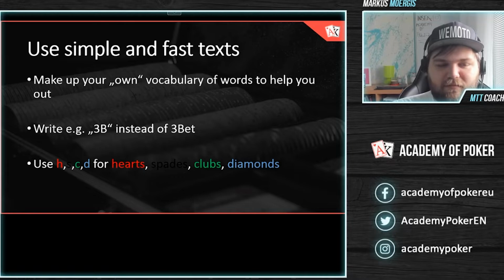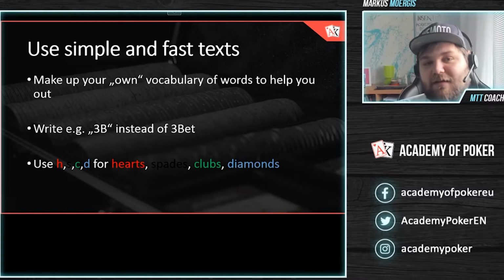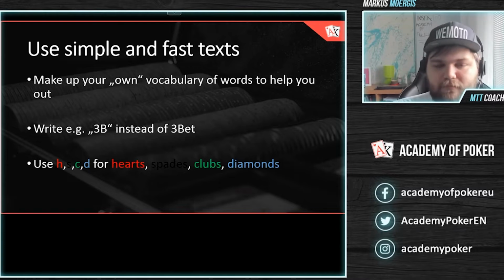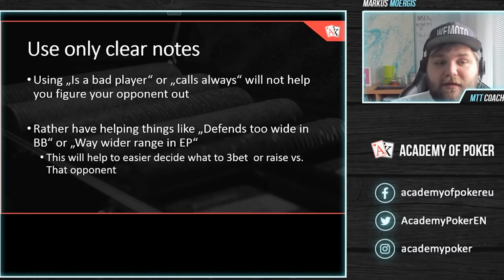Also, of course, another abbreviation to use here, instead of hearts, spades, clubs, or diamonds, you just use the first letters of the words. Quite simple, but still, you have to talk about it.